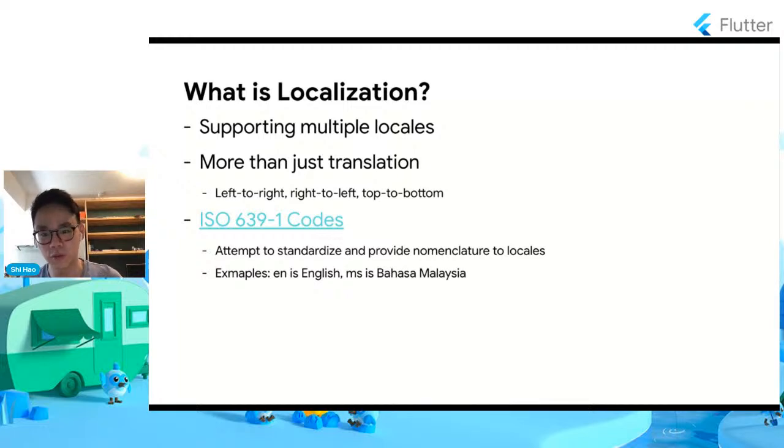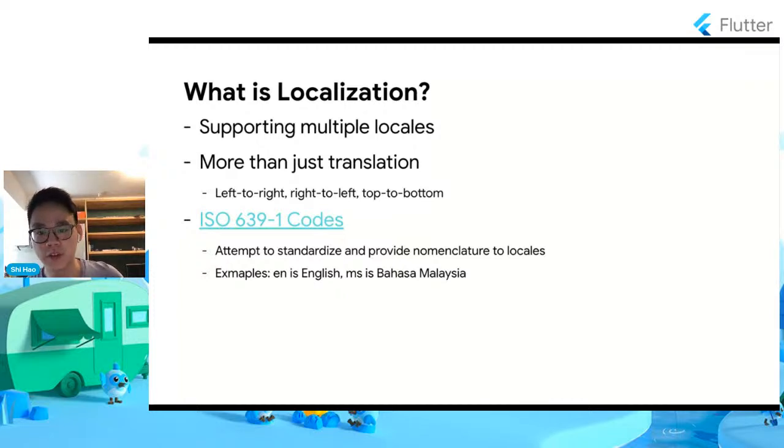And it's also more than just translation. You have to think about when you lay out your application, is it left to right, is it right to left? For example, Arabic is a right to left language, Japanese is also a right to left scripted language. So you have to take those ideas into consideration when designing your application as well.